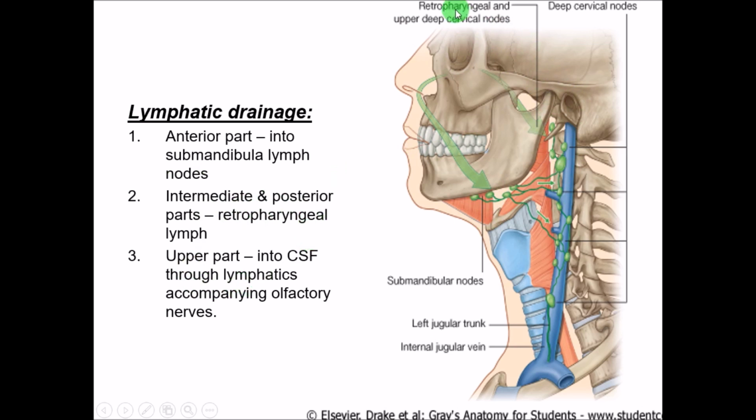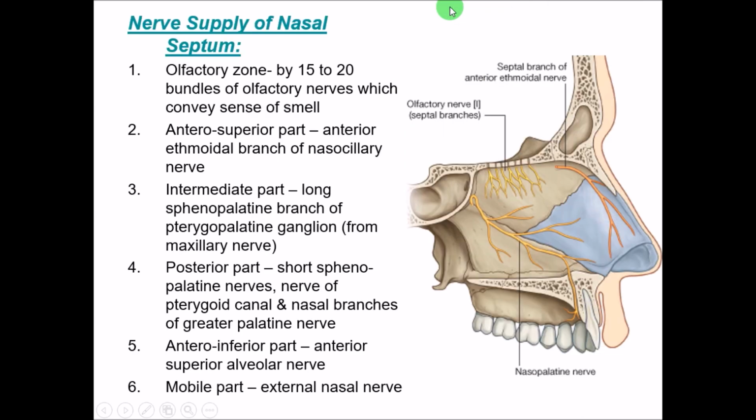and the upper part, the most upper part near the cribriform plate, into the CSF through the lymphatics accompanying the olfactory nerves. The olfactory nerves, along with them, also carry some small veins as well as the lymphatics, which will be draining into the cranial cavity. So even the lymphatics of the upper part will be draining directly into the CSF, because there are no lymphatics within the cranial cavity. So they will drain into the CSF. So this is the lymphatic drainage of the nasal septum. Anteriorly into the submandibular group of lymph nodes, posteriorly into the retropharyngeal group of lymph nodes, and the most superior part into the cranial cavity itself.